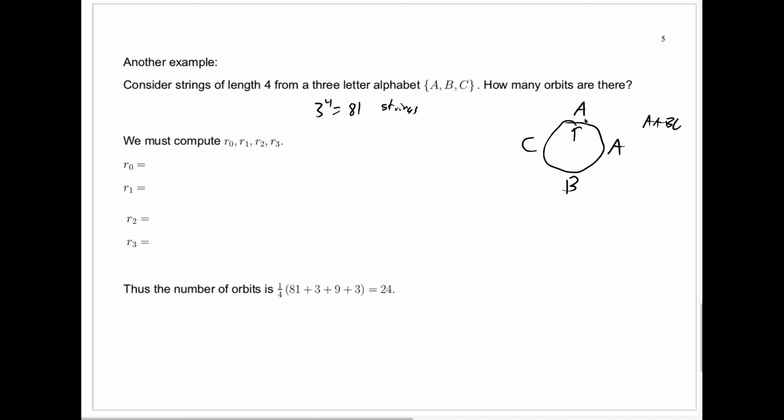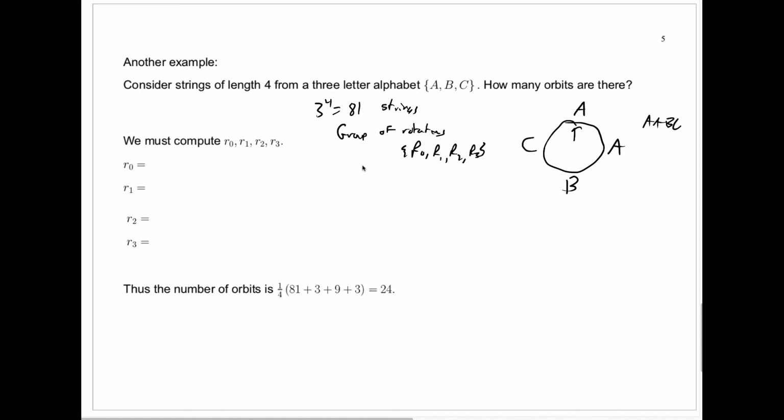Well, we consider 2 table arrangements the same if you can rotate one to get the other. And that's the same as asking the question, how many orbits are there among these 81 strings under the action of our group of rotations, which consists of R0, R1, R2, and R3. Just rotate by 0 units, the identity, rotate by 1 unit, rotate by 2, and rotate by 3.